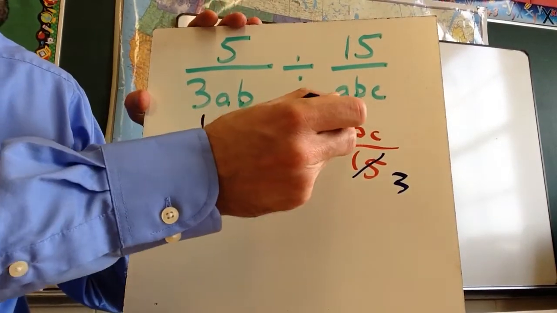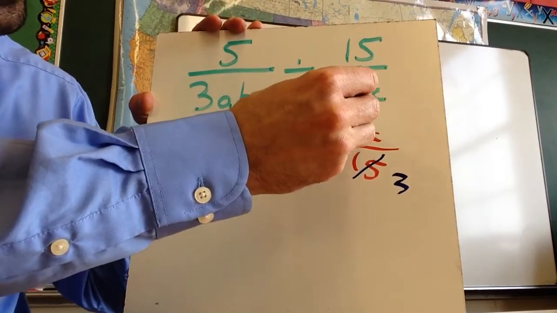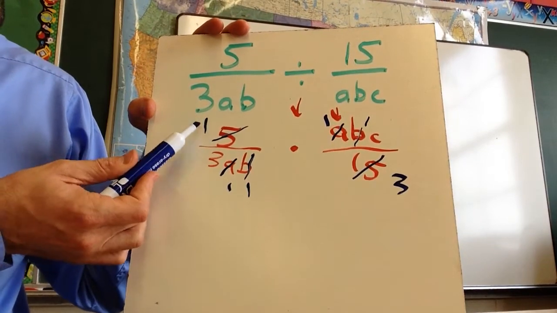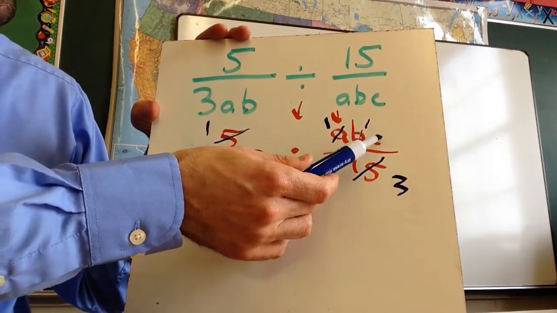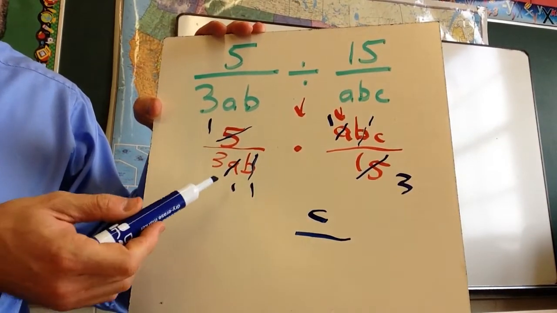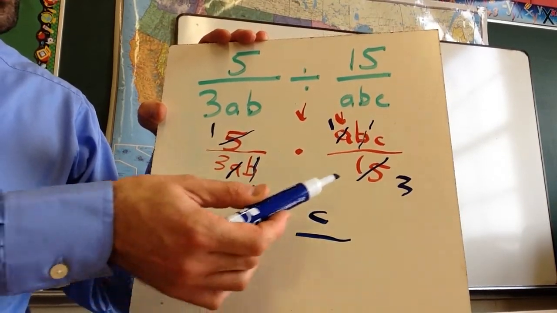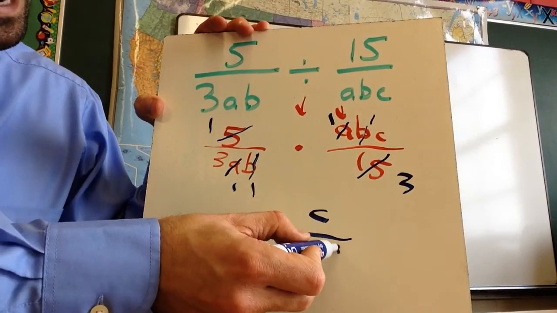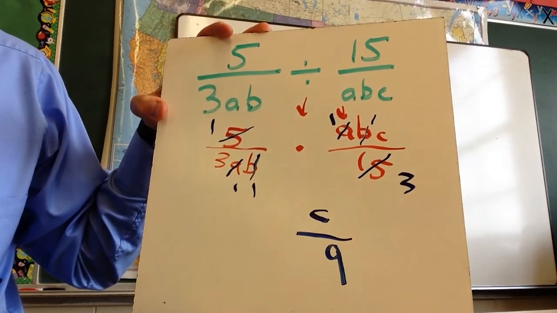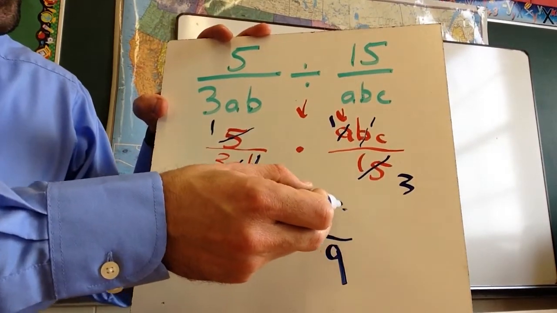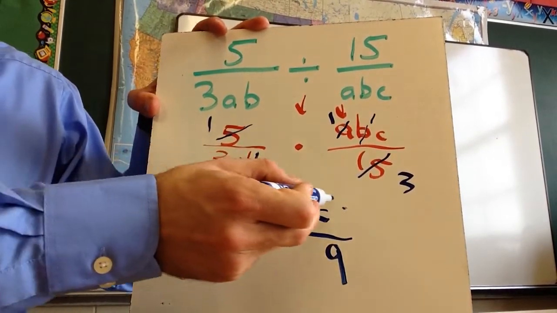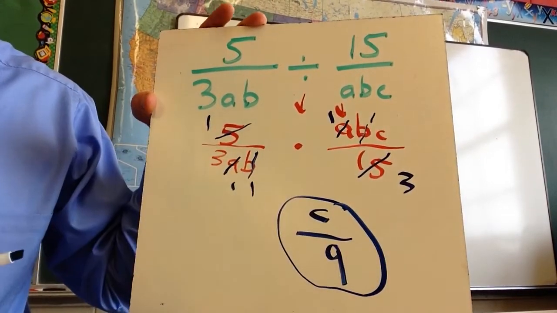And then the same thing with b. b divided by b is 1. So I got 1 times 1 times 1 times c, which means I have a c on top. And then I have 3 times 1 times 1 times 3, which means I have a 9 on the bottom. So my final answer should be c over 9. Now the question is, is it positive or negative? Positive divided by positive gives me a positive answer. So my answer is c over 9.